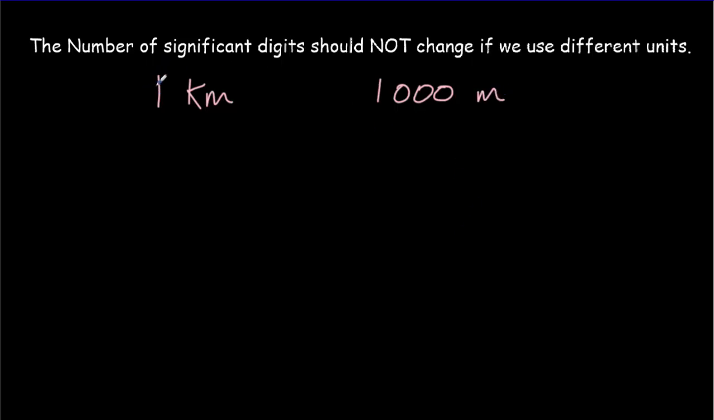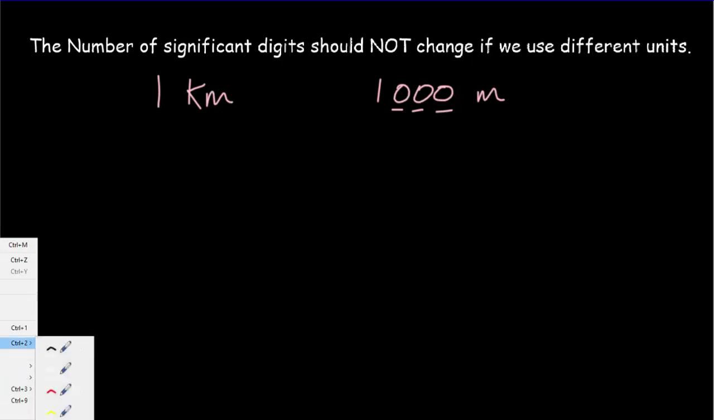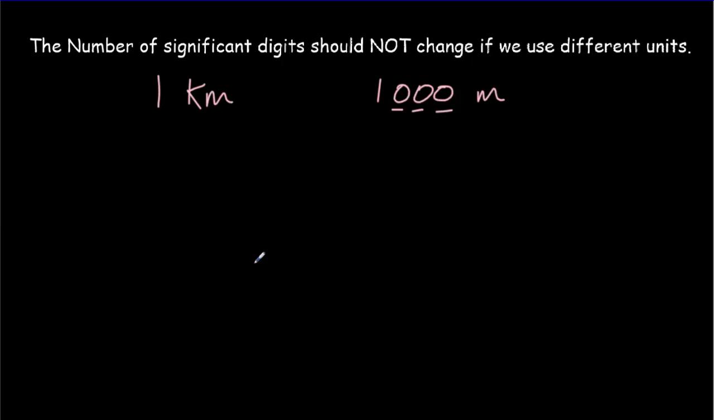Well, this number's got 1 digit in it, this one's got 4 digits in it. How is it that I got a whole bunch more precise just by switching units? That can't happen. These zeros here are placeholder zeros, and they don't count towards significant digits. So when we switch units, we can't change the number of significant digits. Both of these numbers are 1 sig fig.